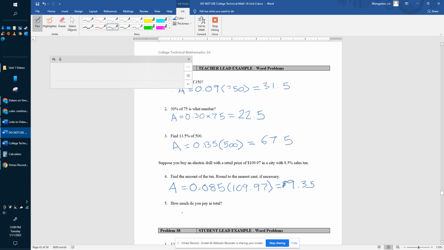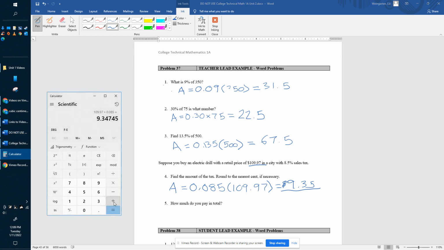How much do you pay in total? So we have the sales tax, we have the original amount, we just have to add them together. So we'll take that amount, add 109.97, and we get 119.32.